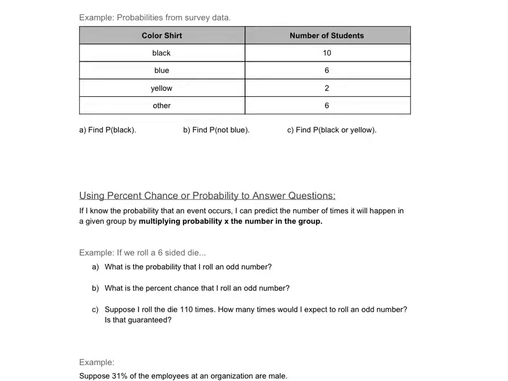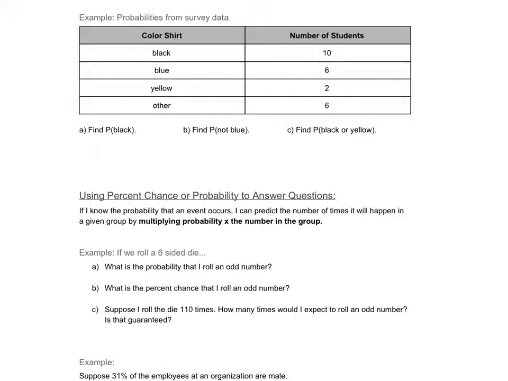Sometimes we compute probabilities when we're given a set of data from a survey. So for example, here we've surveyed students and identified the color of their shirt: black, blue, yellow, or other. And each student has listed exactly one of these categories. So even if they had a shirt that was black and blue, they had to sort of identify. I'm going to call this shirt mostly black.